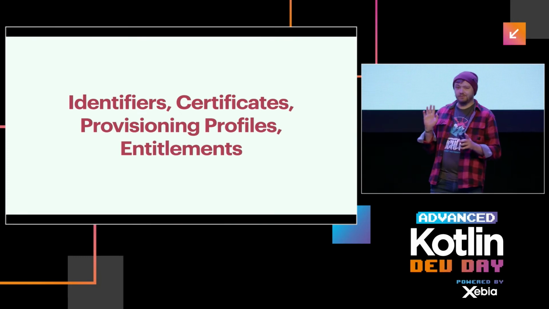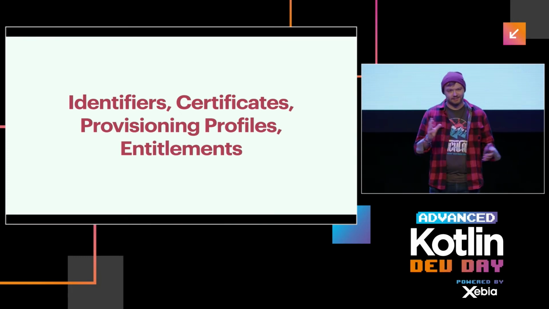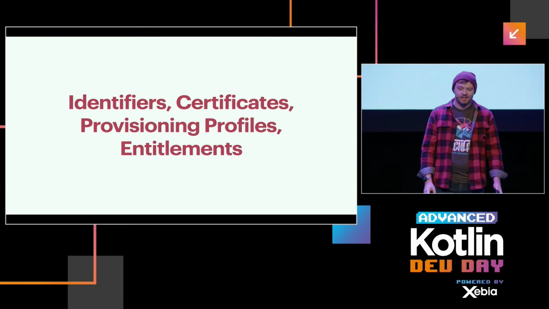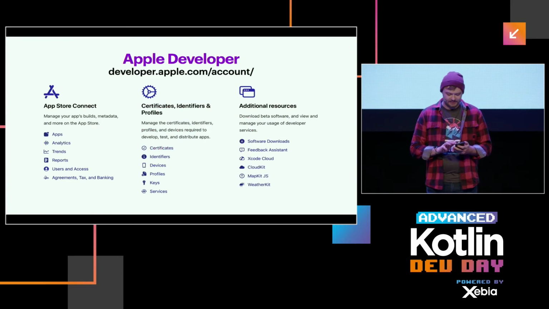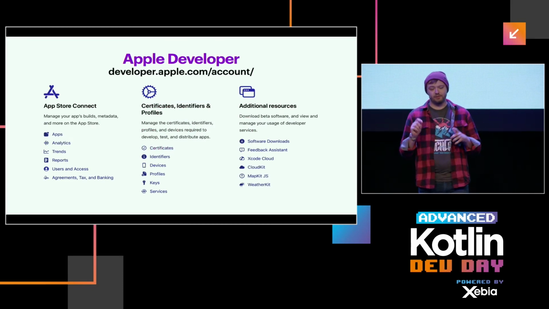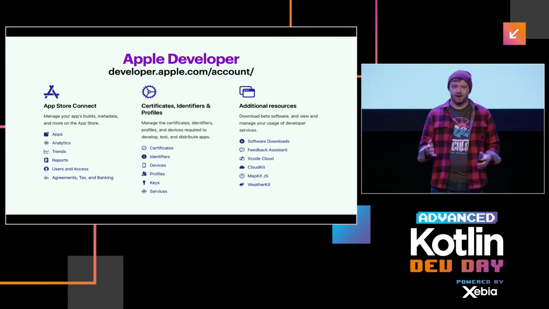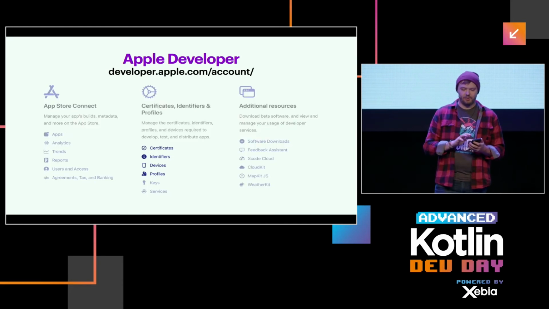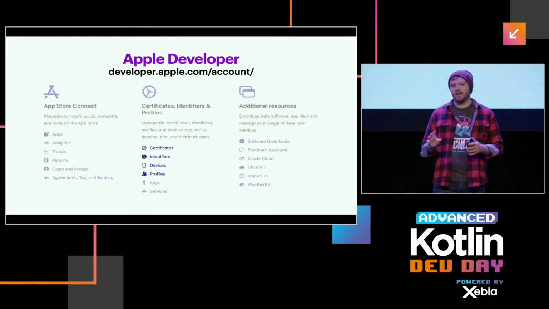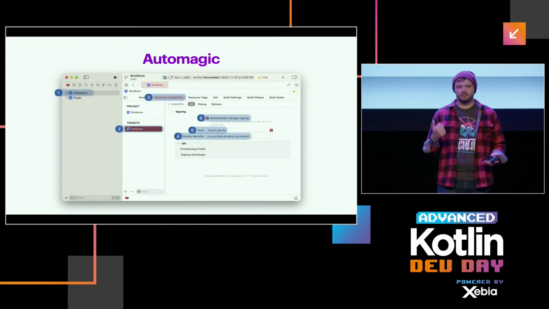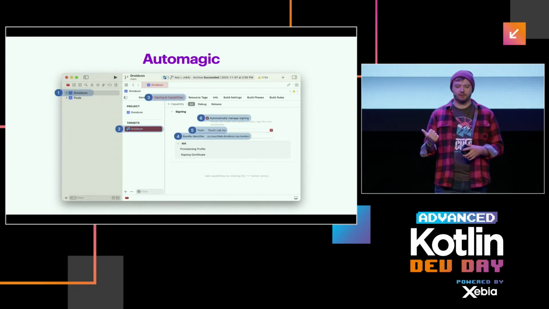So these are kind of scary words: identifiers, certificates, and so on. Thankfully, today in the year 2022, you don't really need to think about them as much as before, and you can instead let Xcode do that for you. But if you do need to tinker around or manage it yourself, on developer.apple.com/account, you can go into these basically four links, certificates, identifiers, and profiles, and manage it yourself. Otherwise, this would be how you configure it in Xcode to take care of it for you.